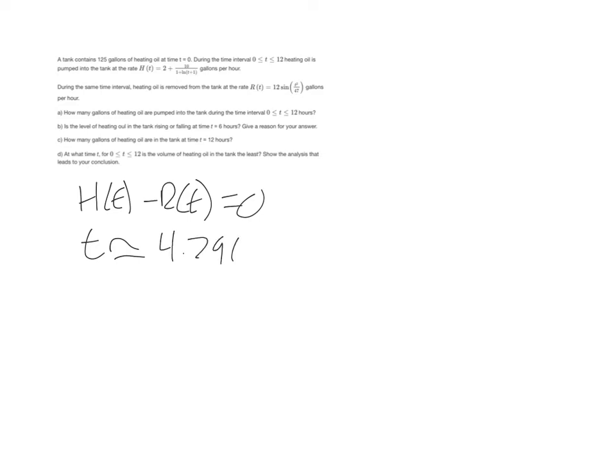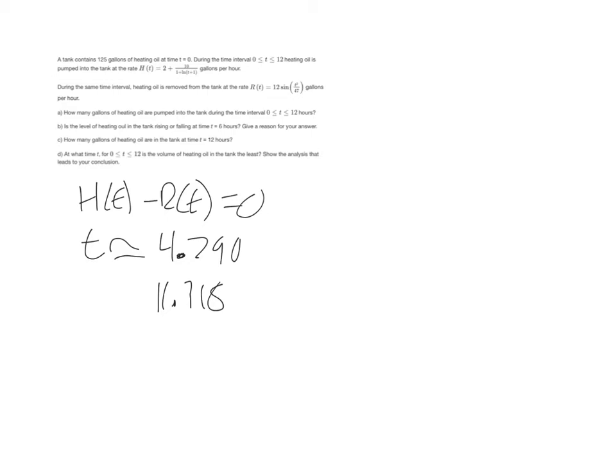And since h of t and r of t are the rate at which oil enters and leaves, and we're talking about the amount of oil, the volume of oil being the least, h of t and r of t are the derivative. So we're looking for where does h of t minus r of t equal 0. And that happens at two different places. You're going to get t is about 4.790 and 11.318. And those are the places within the interval from 0 to 12.